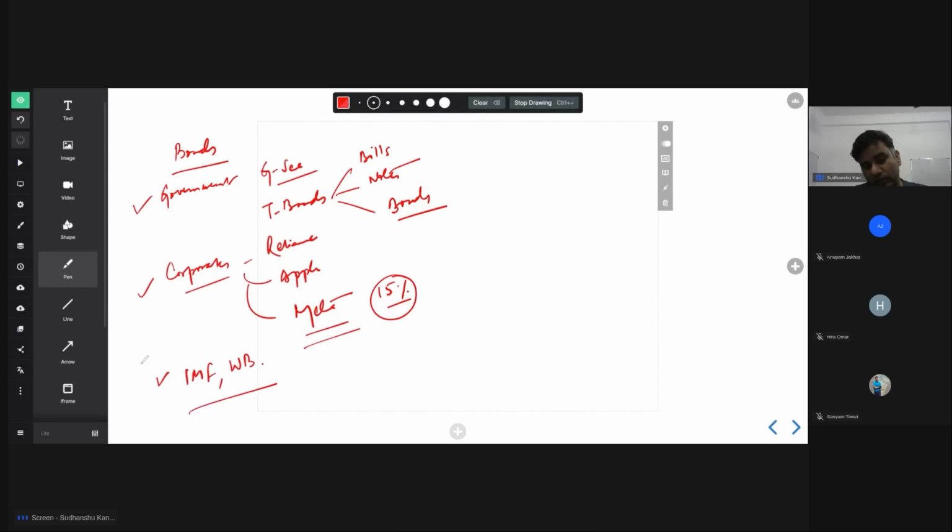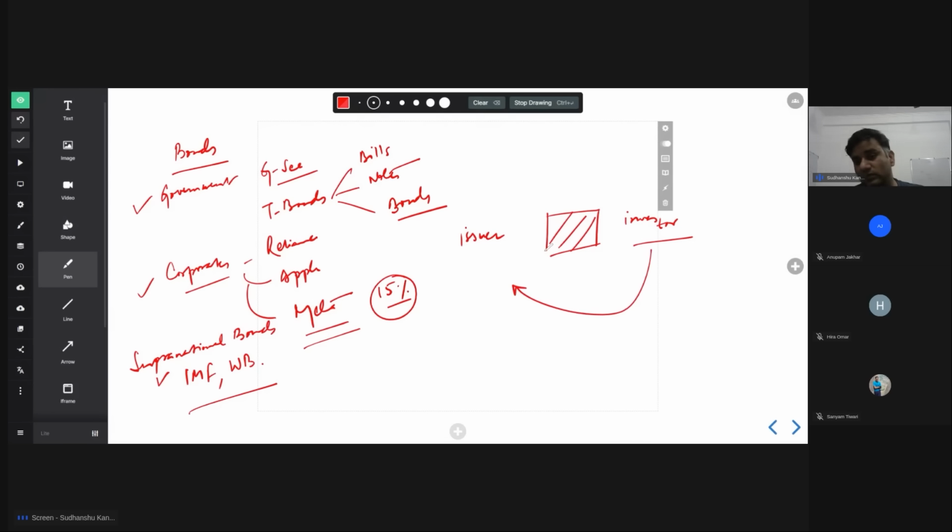These are called supranational bonds. So the issuer can be anyone. The basic logic in bonds is that a bond is a piece of paper. Basically, what is a bond? A bond is a piece of paper between the issuer and the investor. The investor is giving his money to the issuer, and in turn the issuer gives the investor a piece of paper, and that piece of paper is called a bond.